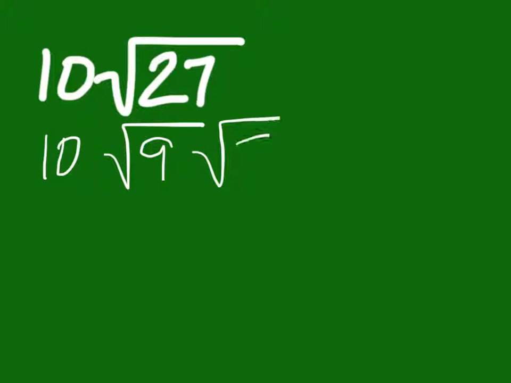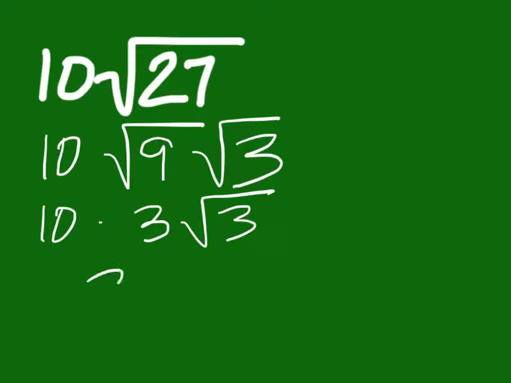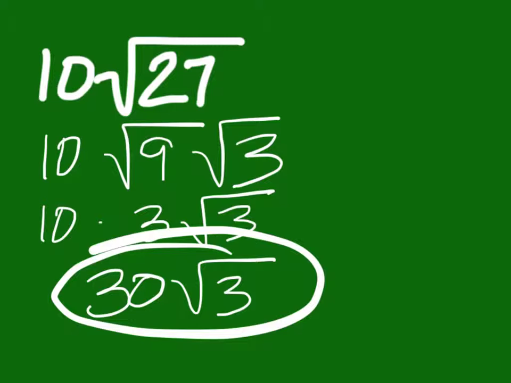On the practice, you're going to keep the 10, and it's going to be square root of 9, square root of 3. The square root of 9 is 3. Multiply 10 by 3 to get 30. There's your final answer.